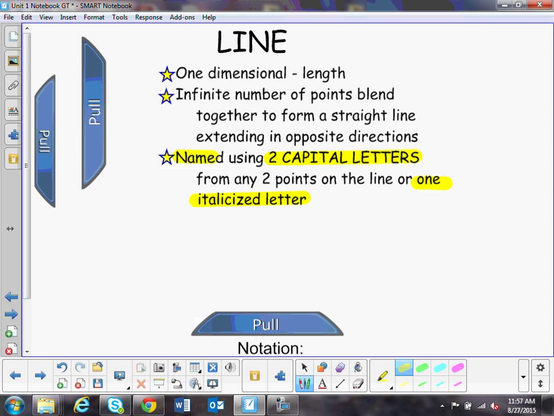High school italicized? Yes, it is. I'm a bad speller, so don't knock me on that. That's why I teach math. So it's one-dimensional. It has a length, an infinitely long length.